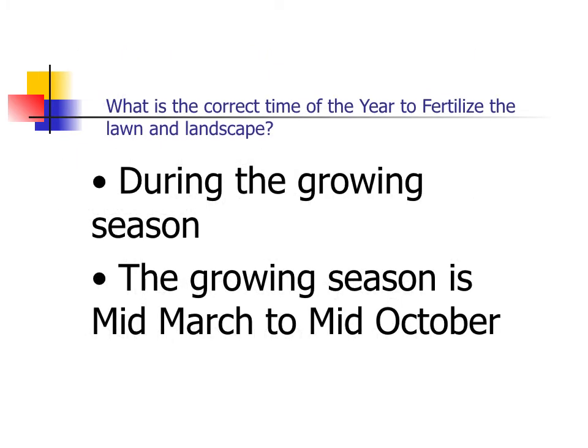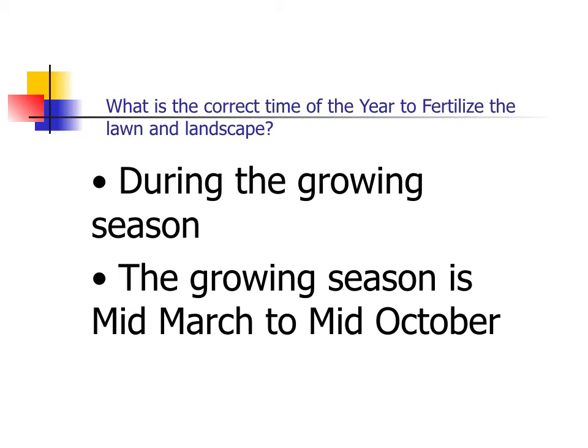What is the correct time of year to fertilize the lawn and the landscape? During the growing season. Although there are some particular counties surrounding us that have fertilizer blackouts during this key time when plants need nutrients. That's another story for another time. The growing season for us in Central Florida is about mid-March, it can be a little later in some years when we're cold, to about mid-October. So most of our lawn and landscape plants, if we're going to fertilize, would need it between about mid-March to mid-October. Now, there are some things that buck that general rule of thumb.